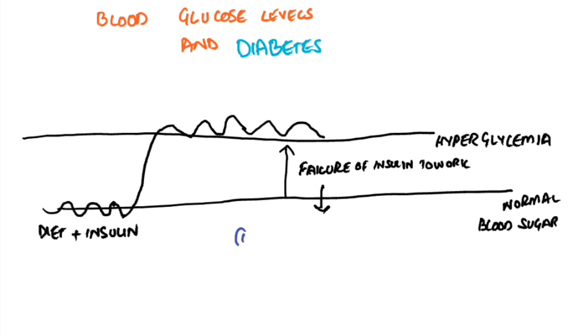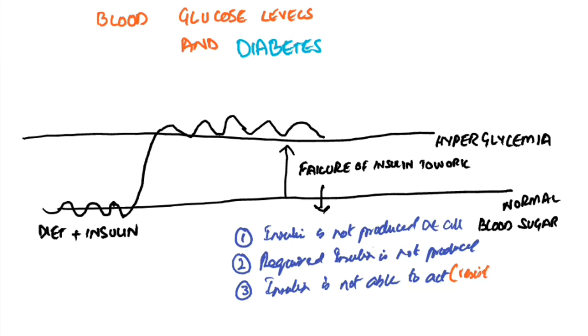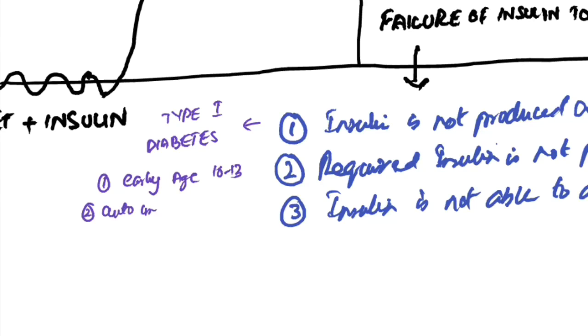This happens because of three reasons. The first is either the insulin is not being produced at all, or the produced amount is not enough for the body. And the last reason is that insulin is not able to perform its action. In type 1 diabetes, insulin is not produced at all. This starts at a very early age, about 10 to 13 years, and it is an autoimmune disorder which destroys all the cells where the insulin is being created in the pancreas.